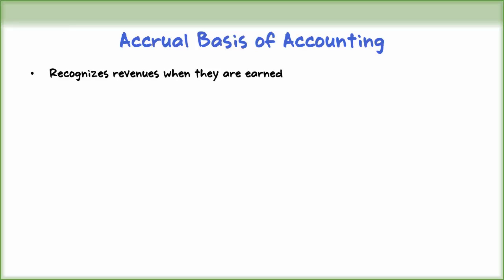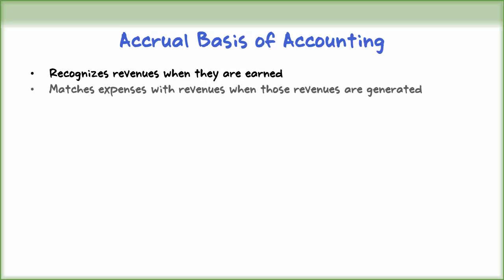Under the accrual basis of accounting, revenues are recognized when they are earned, rather than when cash is received. Likewise, the expenses are matched with revenues when those revenues are generated, whether cash is paid or not. When using the accrual basis of accounting, the revenues and expenses are recorded in the particular period they pertain to, irrespective of whether cash has been actually received or paid in that period. The accrual basis of accounting produces more accurate financial information in any time period. It is in accordance with generally accepted accounting principles.